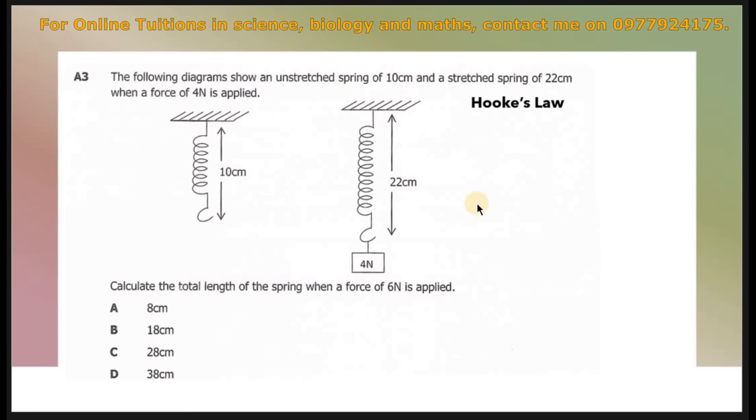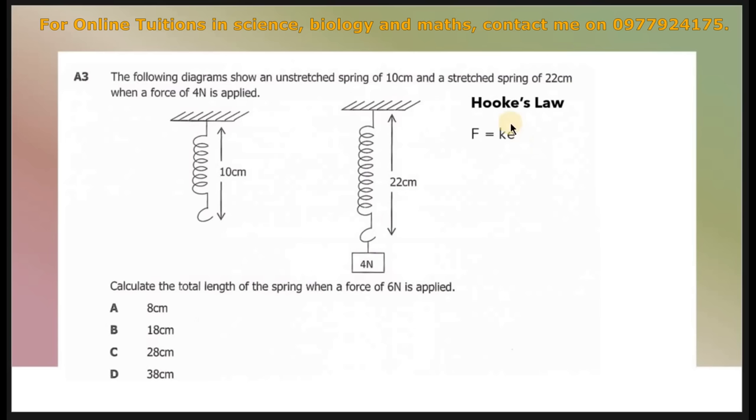So this is a variation problem in mathematics. In the form of an equation, Hooke's law is written as force is equal to the constant of proportionality times the extension. Now, for you to solve this question, there are two cases here. Case number one, you find the constant of proportionality. Case number two, you find the extension after a force of 6 newtons has been applied.